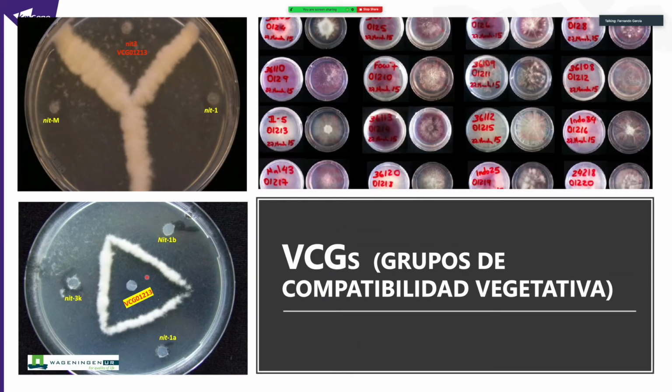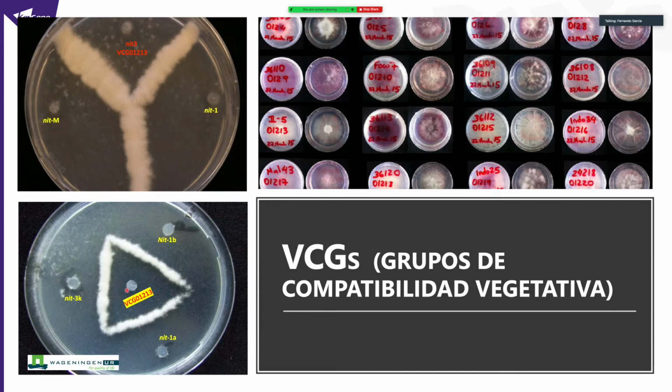Another way to classify the Fusarium from banana is the vegetative compatibility groups, VCGs. Sorry for this slide in Spanish. I haven't done it in a long time, so to be honest, I forgot how to do it. But it's still used in many countries to determine specific strains of Fusarium.